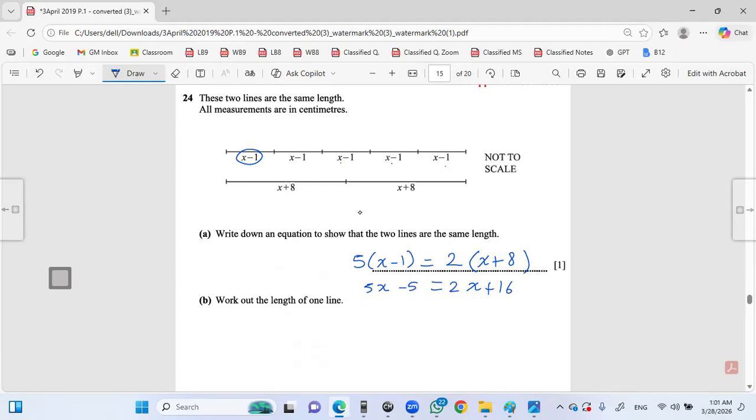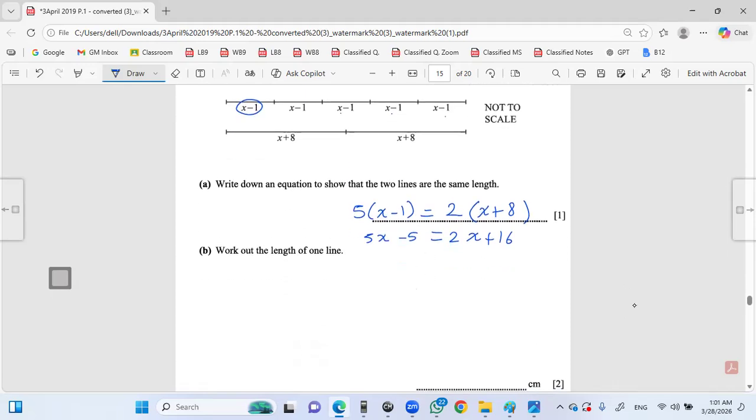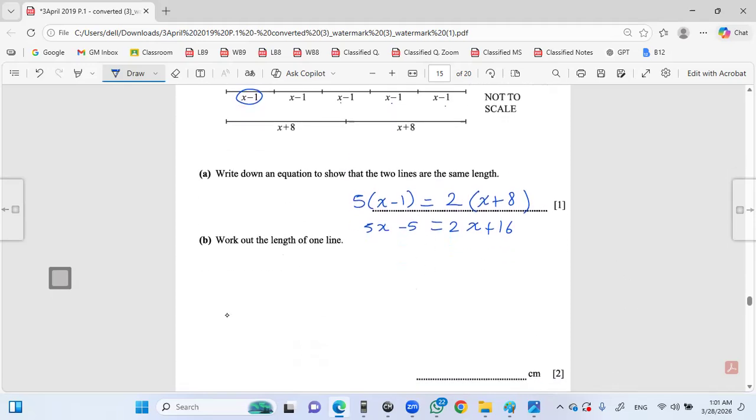To work out the length of one line, you need to find the value of x first, because I don't know what x is equal to. So what are we going to do? I'm going to send the 2x to the other side. So I get 5x minus 2x equals 16 plus 5. I sent the negative 5 to the other side. So here 3x equals 21, x equals 7.